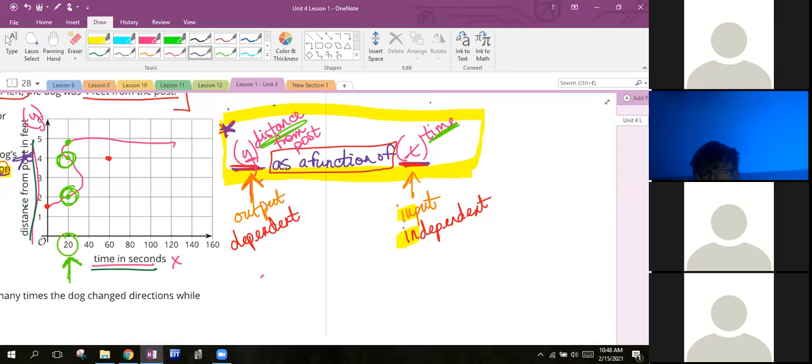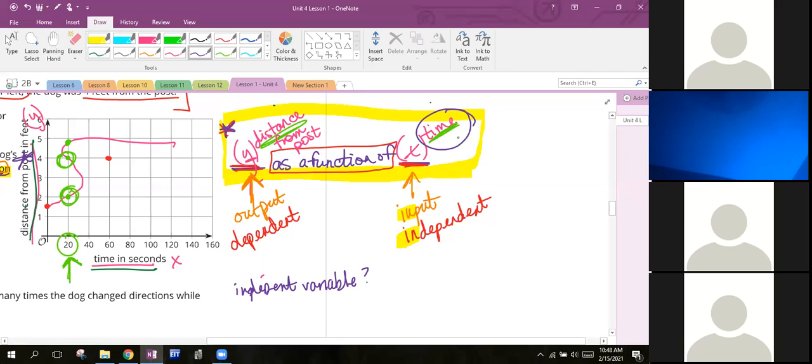So a question may be like, what is the independent variable when distance is a function of time? So what's the independent variable? X. The x, the time. In this particular case, it's different in every question. Okay, so those are some vocab words.